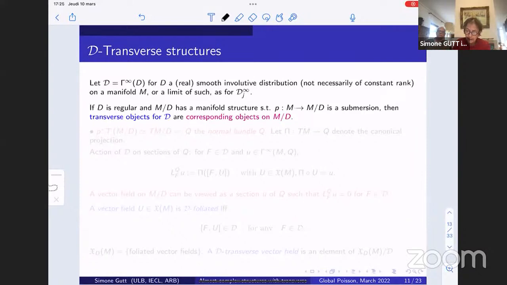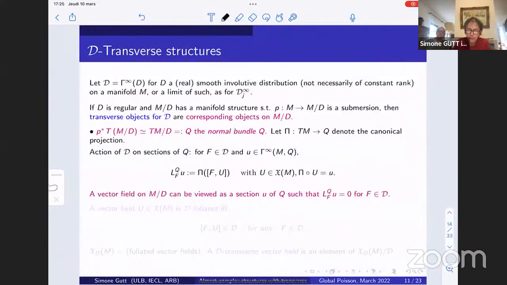So let's start with things which are very well known. When you have a submersion and the space of leaves has a manifold structure, you can look at the tangent bundle to the manifold structure and at its pullback as a bundle over M. And this is what one defines as the normal bundle, which is canonically isomorphic to TM over D, and you have a projection from TM to Q. So what is a vector field on the space of leaves? A vector field is a section of the tangent bundle, so it can be viewed as a section of the normal bundle, but which is constant along the leaves.